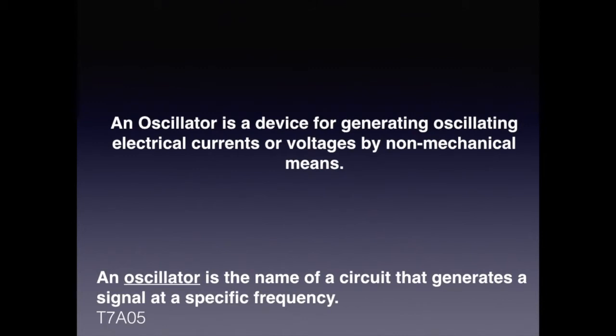An oscillator is an electronic circuit that produces periodic or oscillating electrical signals. It's most often a sine wave or a square wave. For the exam, you need to know that an oscillator is the name of a circuit that generates a signal at a specific frequency.